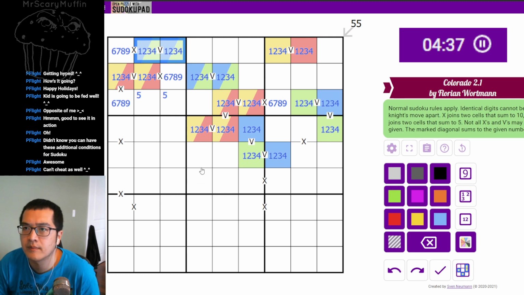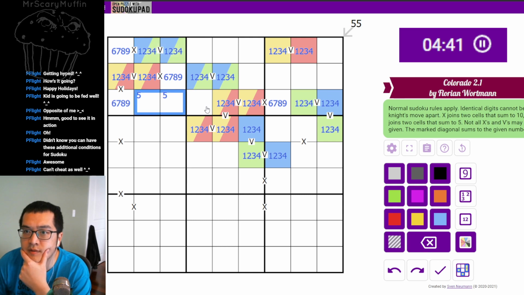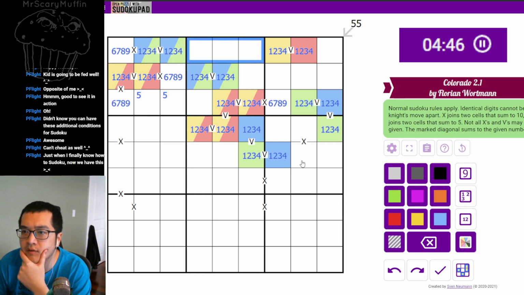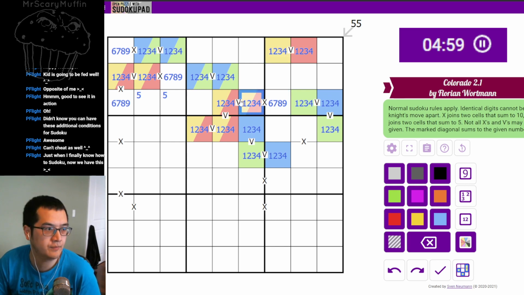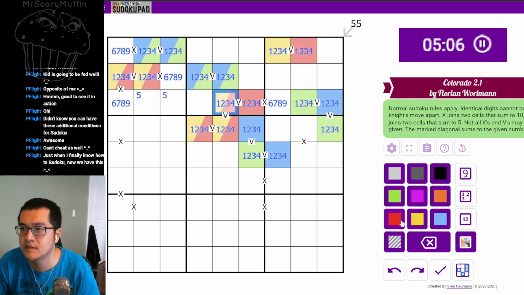What else can we do? We know 5s. This can't be a 5. This could be a 5. This could be a 5. Aha. We have this knight's move. Knight's move apart. So this sees this by a knight's move, right? 1, 2, 3, and then 1 over. So this one can't be a yellow, therefore this one must be a red. And that actually does help us disambiguate this entire chain.